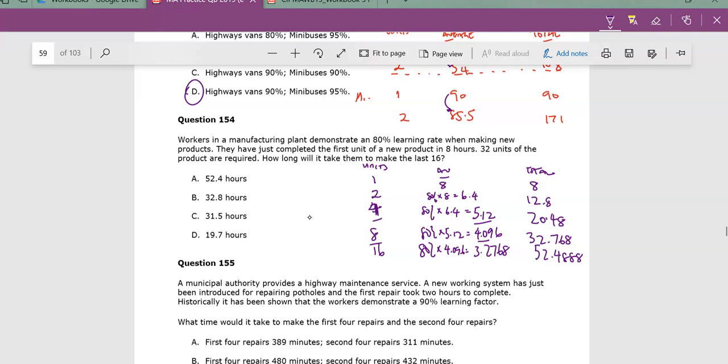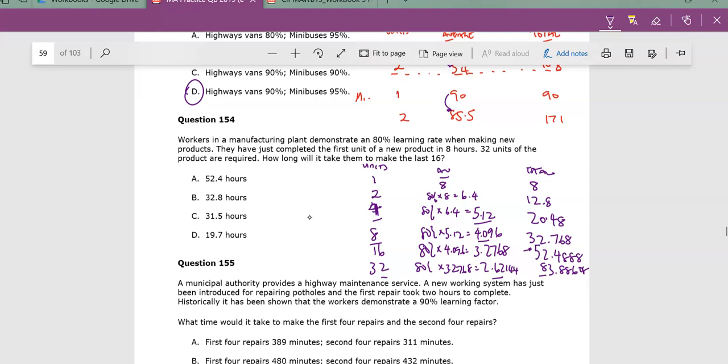So this is the total time it takes to make 16 units here, the first 16 units. So then it says, then I can double this again to 32, and I get 80% times 3.2768, and I get 2.62144. Multiply this by this, and you will get 83.88608. So now I have the total time. So I have the total time it takes to make 32 units. I have the total time it took to make 16 units.